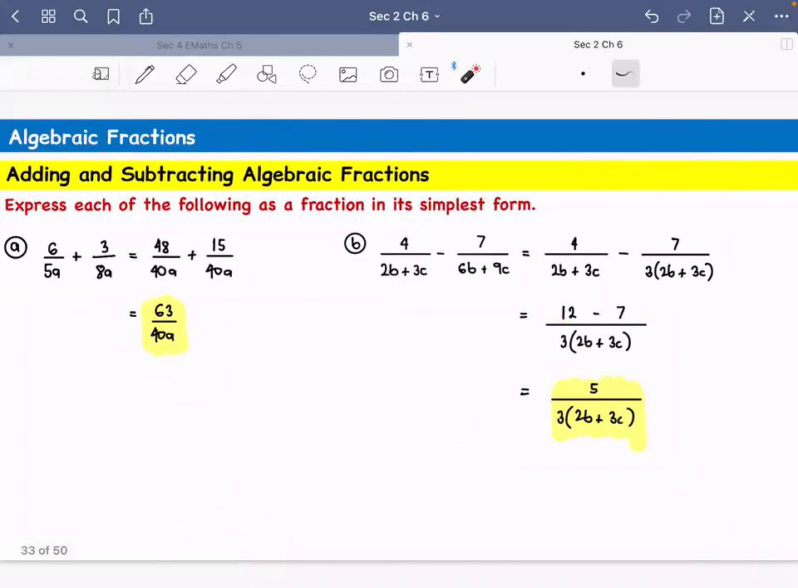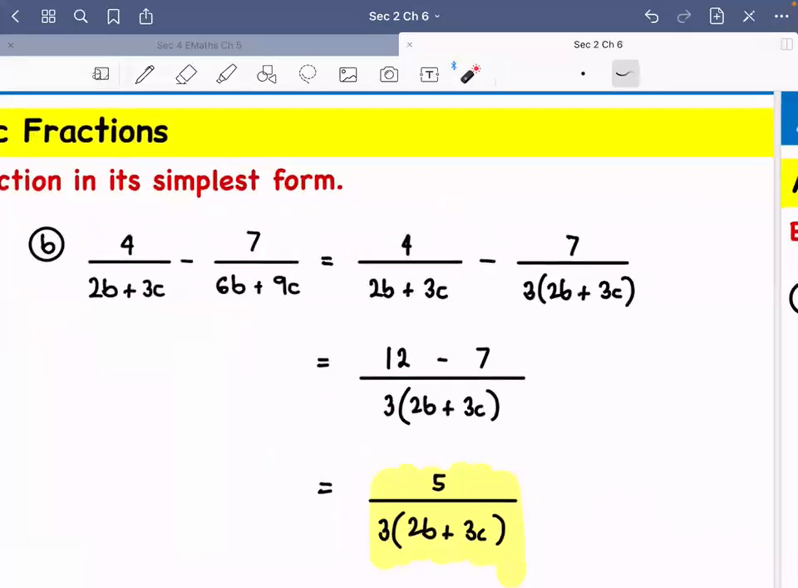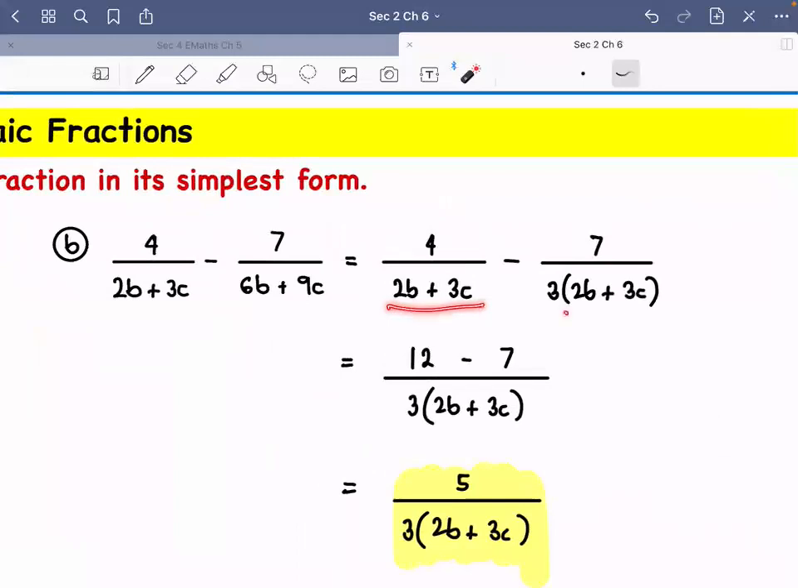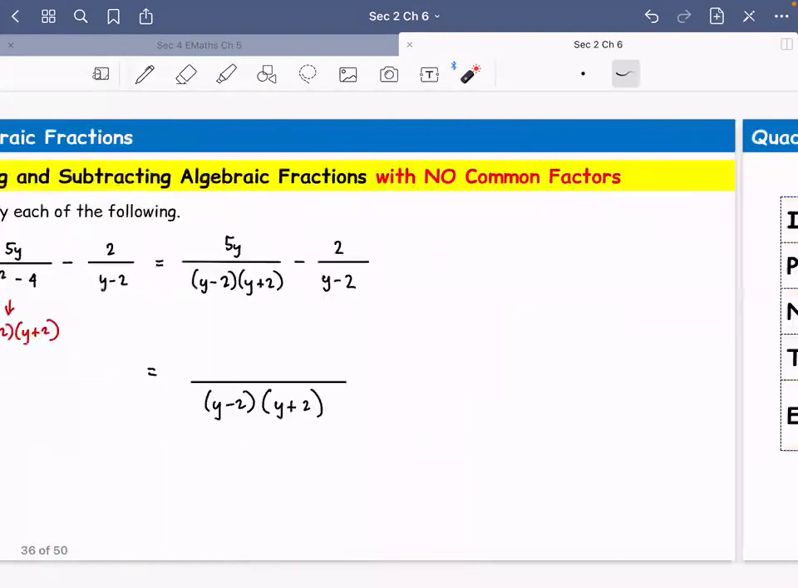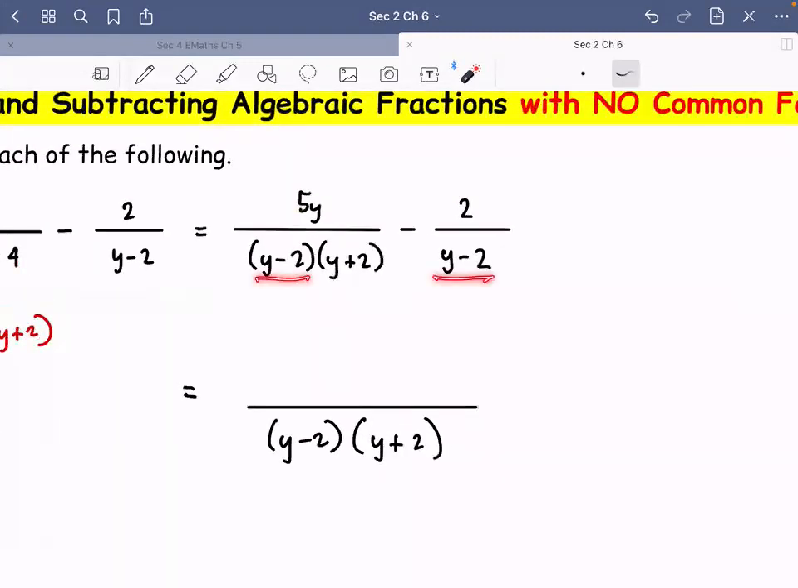Same with this. Here you have 2b plus 3c, which is common to both fractions, so that's why we include that in our denominator. Same goes with that example. Since these two are common, we include them in our denominators, and also including y plus 2.